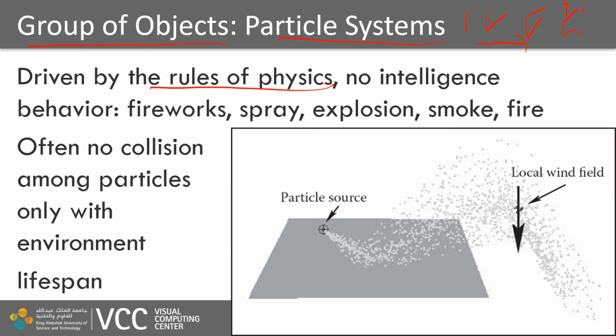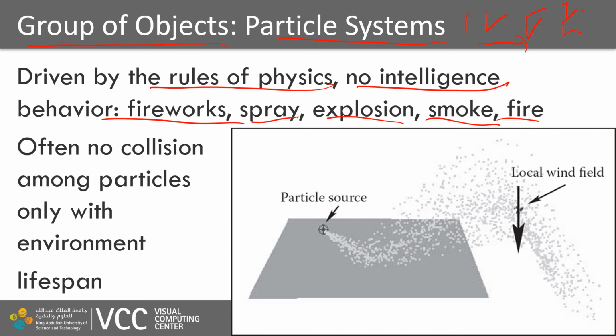And these particles often have no intelligence, so they do not think of their environment. They often are implemented in such a way that they are only colliding with the environment, but the particles themselves do not perform any collision handling between each other. With this, you can generate firework simulation, spray, explosion, fire, and smoke. And in computer animation movies, you can often see that particle systems are used for exactly this type of phenomena.